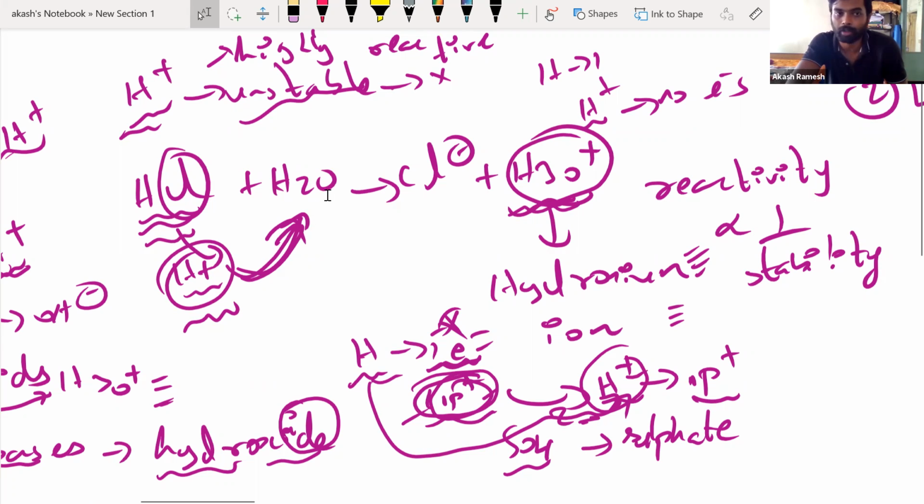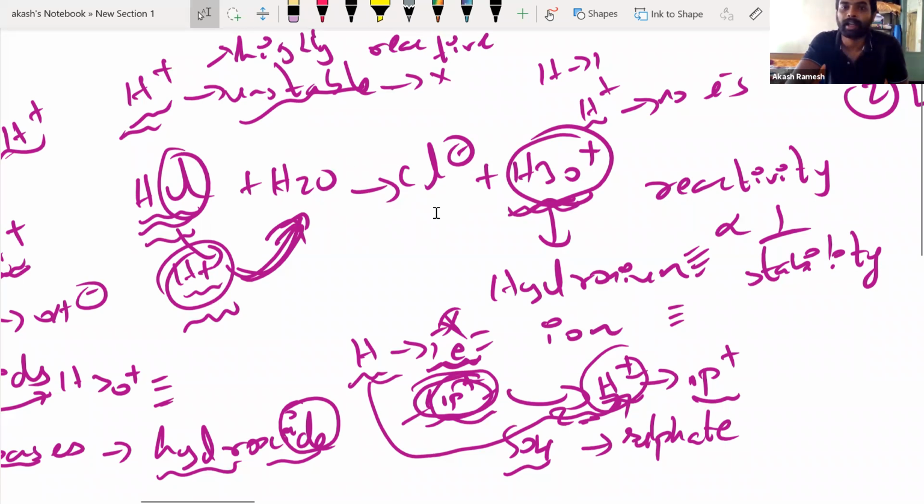Otherwise there is no reaction. So this H plus coming from HCl will attack this H2O, and then H2O plus H plus will form H3O plus, and what is remaining is Cl minus. I told you this H plus is very, very unstable. It is highly reactive. It will react with the water molecule to form H3O plus. This is quite stable compared to the H plus ion.